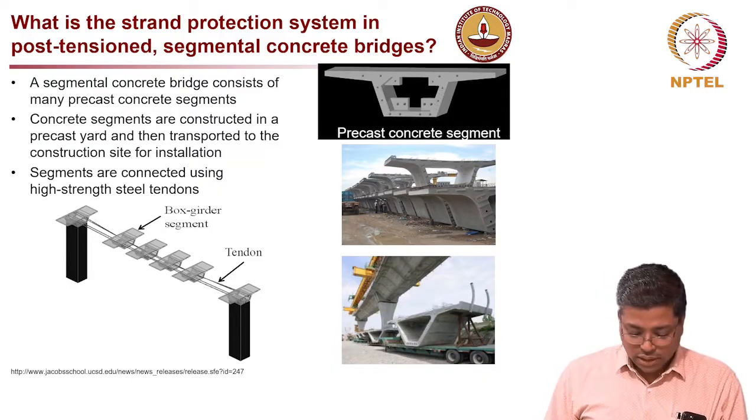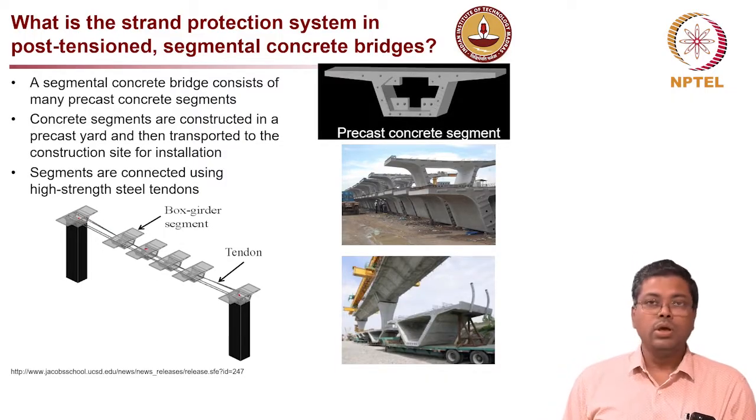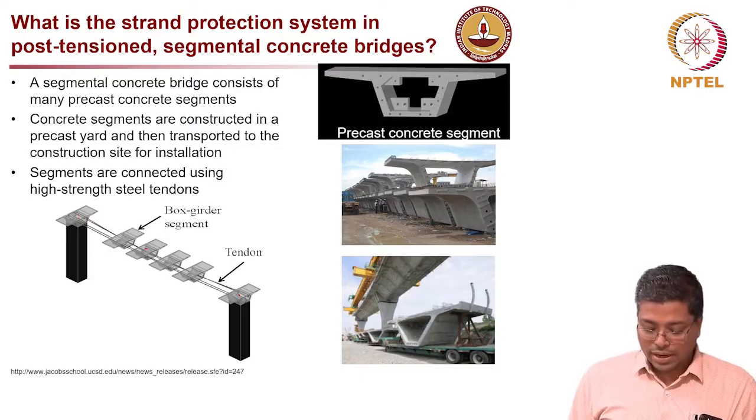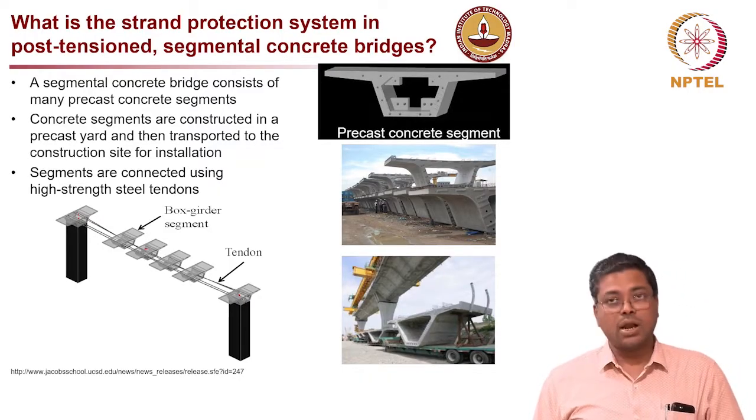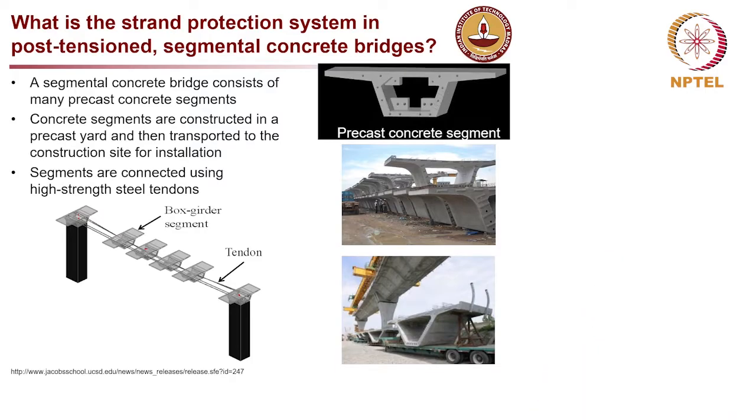Now let's look at the strand protection strategy or system in post-tension segmental concrete. As you see in the sketch here, you have several box girders or segmental segments. Like in this picture, you have 2 diaphragms and then 4 segments, just to show, but there will be more. I have put it like this to make it clearer to understand. Then you have tendons which run from one pillar to the other. Typical simply supported systems will be something like this.